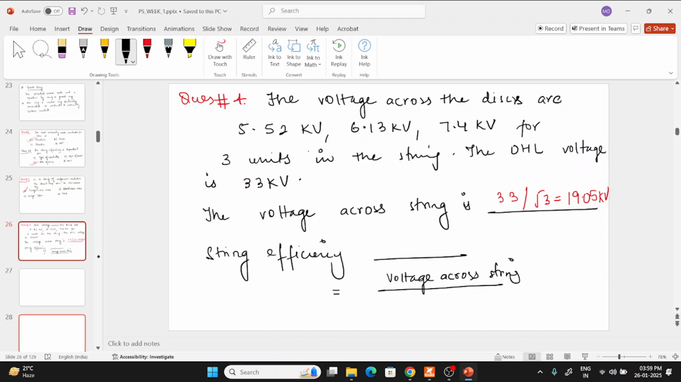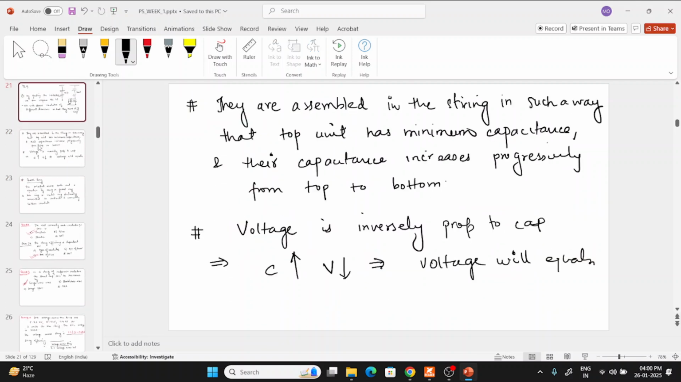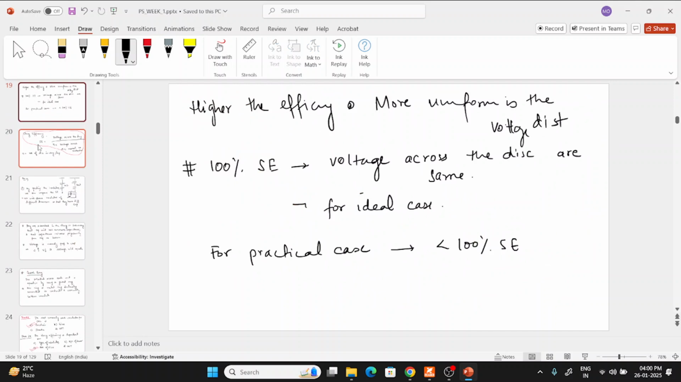No, no, no. 54.6 is not a correct answer. Okay, I will solve it for you. Just see here. So what is string efficiency? Voltage across the string, then number of the discs into voltage across the last disc. I have just told you about this formula. Let me show it for you.